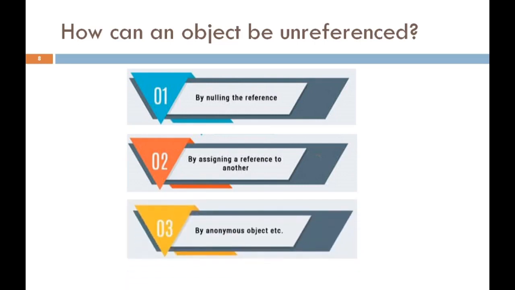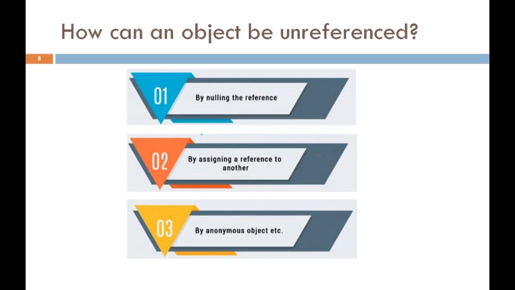And the third way is by anonymous object. That means we only use the new keyword to initialize the class, like new Employee(); with brackets and a semicolon. This also makes the instance of the class unreferenced. So these are the three ways in which we can consider an object unreferenced. That means the objects are no longer in use, or are not referenced by any other variable or other class or other object.